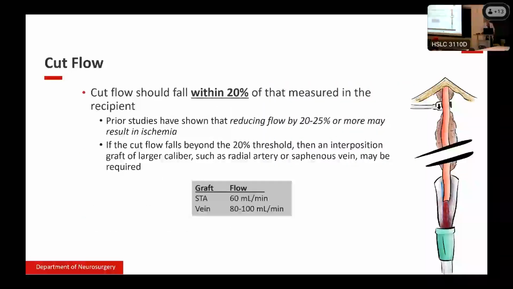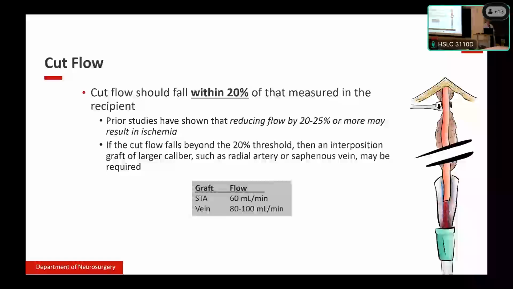So what we expect for the cut flow is that it should fall within 20% of a measured recipient. This is important because anything below that 20 to 25% may result in ischemia. So if it falls beyond that 20% threshold, then you may want to consider a larger graft, interposition graft, like a radial artery or vein. And then you see in a study that we had done previously, the STA, as I mentioned, the average cut flow through it is going to be 60 versus a free flowing vein, which is going to be 80 to 100.